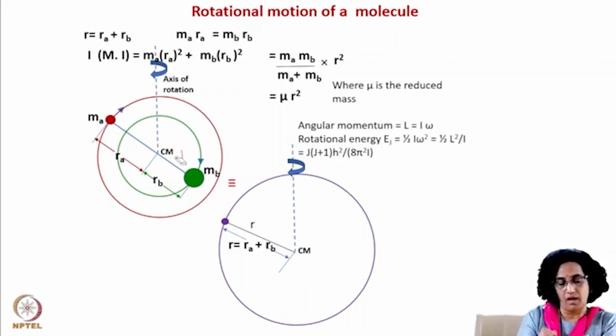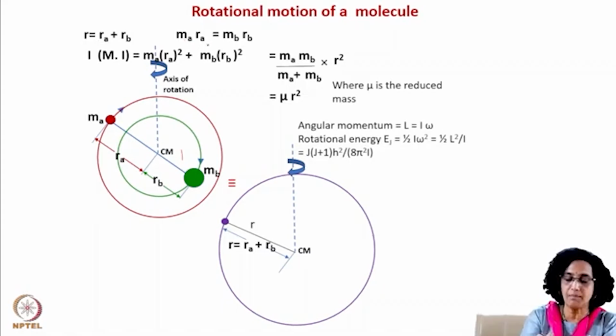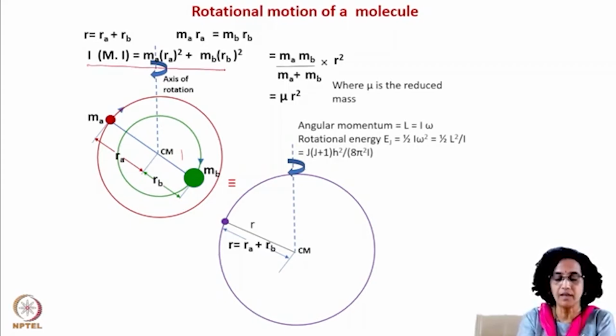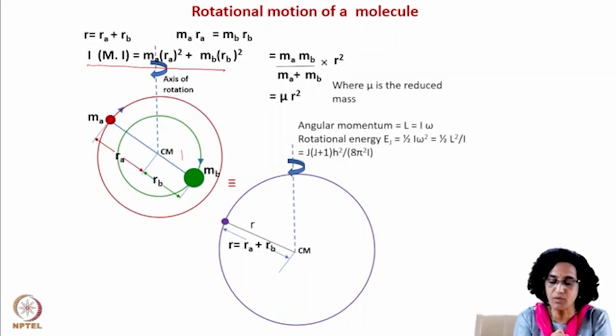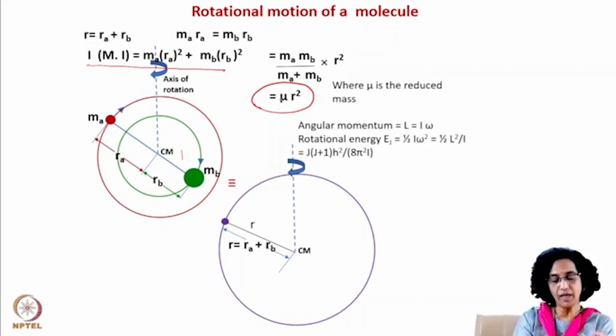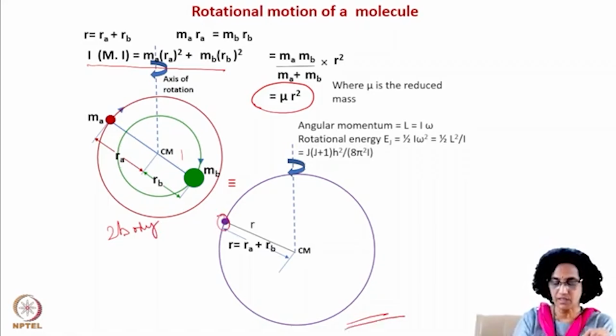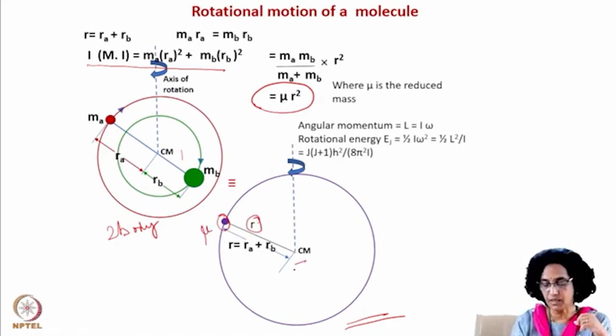Now, the center of mass we know is given by the relation mA rA is equal to mB rB, where rA plus rB is the bond length. So the moment of inertia we had learned is given by mA rA square plus mB rB square, which can be rewritten in the form of mu r square, where once again mu is the reduced mass, where we are converting this two-body problem into a single body problem as shown here. So this is the reduced mass mu, and it is at a separation of r, that is the bond length, from the center of mass.